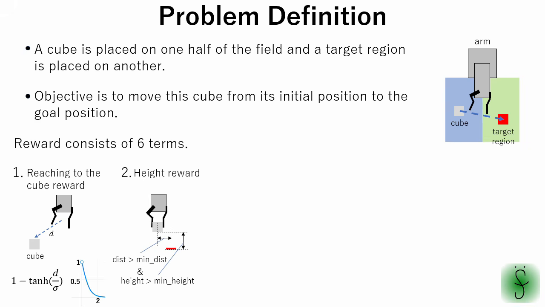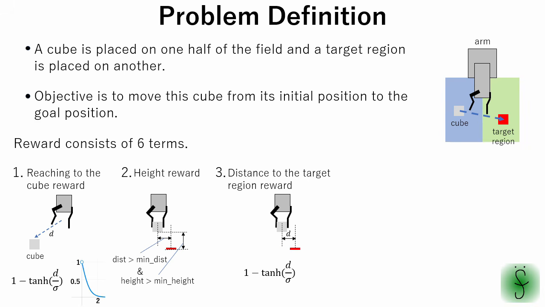The second reward is given if the cube is placed outside the minimal distance from the center of the target region and lifted above minimal height. This reward is proportional to the height of the cube above minimal height. It makes the agent pick up and lift the cube instead of just pushing it on the ground.